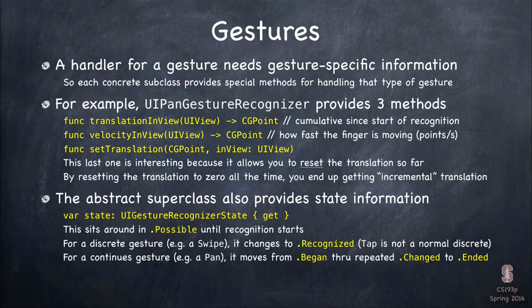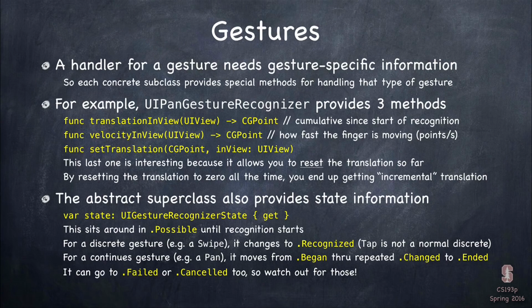For a continuous gesture like a pan or a pinch, it goes to the state began as soon as the pan gets held down. And as soon as the pan starts moving, it keeps going to the state changed. Changed, changed, changed. The handler keeps getting called over and over with changed, and every time, this translation is changing. And then when the finger goes up, it goes to ended. Make sense? Now there's a couple other states here, failed and canceled.